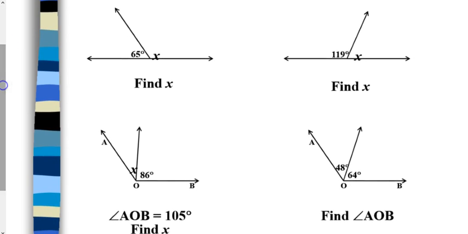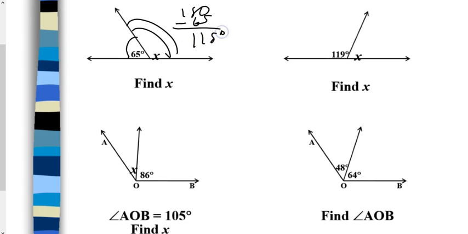All right. Now, this goes back to the idea that a straight line is 180 degrees. So if this part is 65, then this part is going to be 180 minus 65, which is 115 degrees. Same idea here. This is 119. This is going to be 180 minus 119, which is going to be 61 degrees.